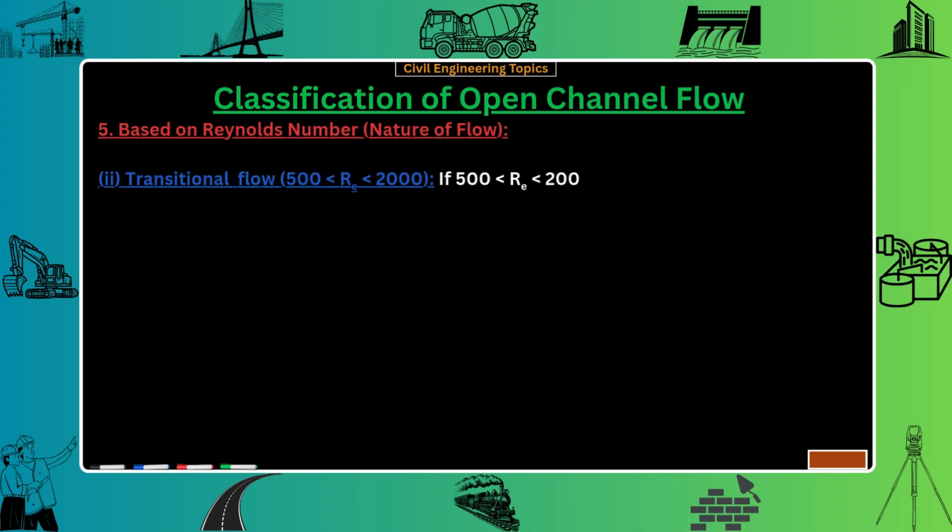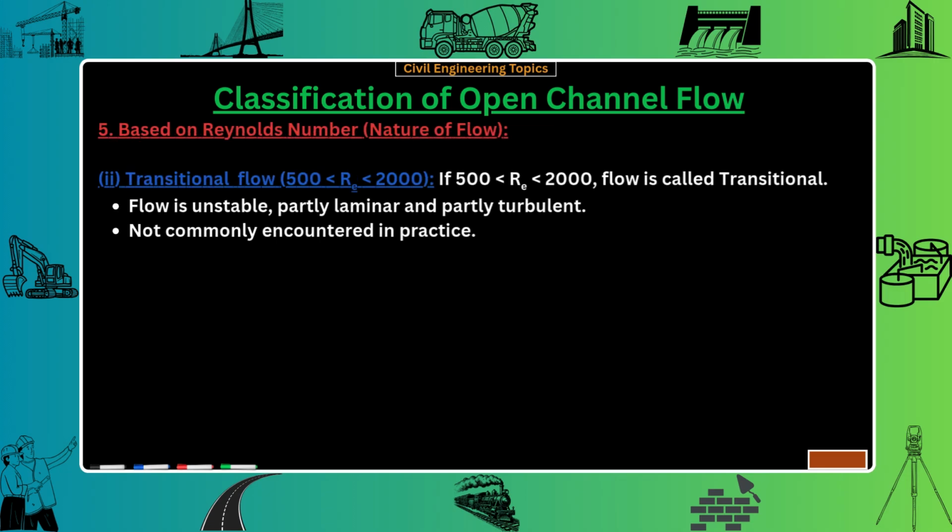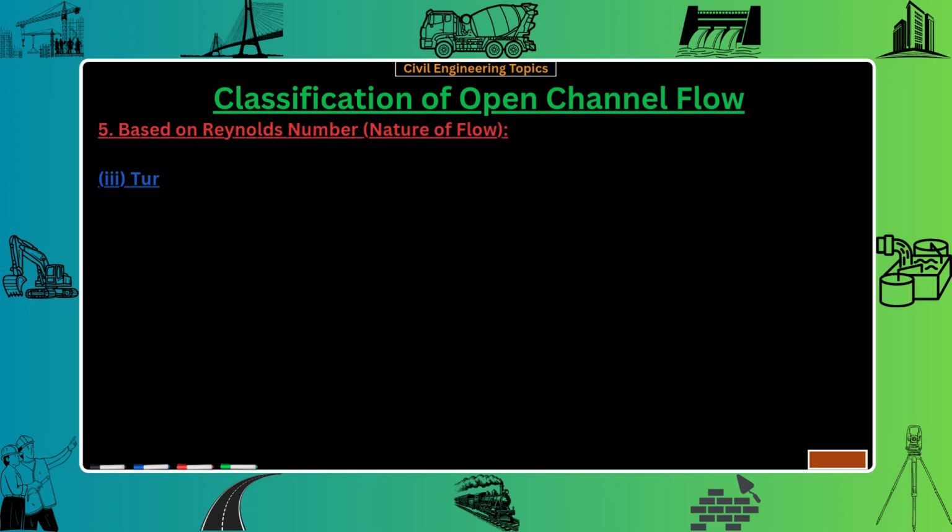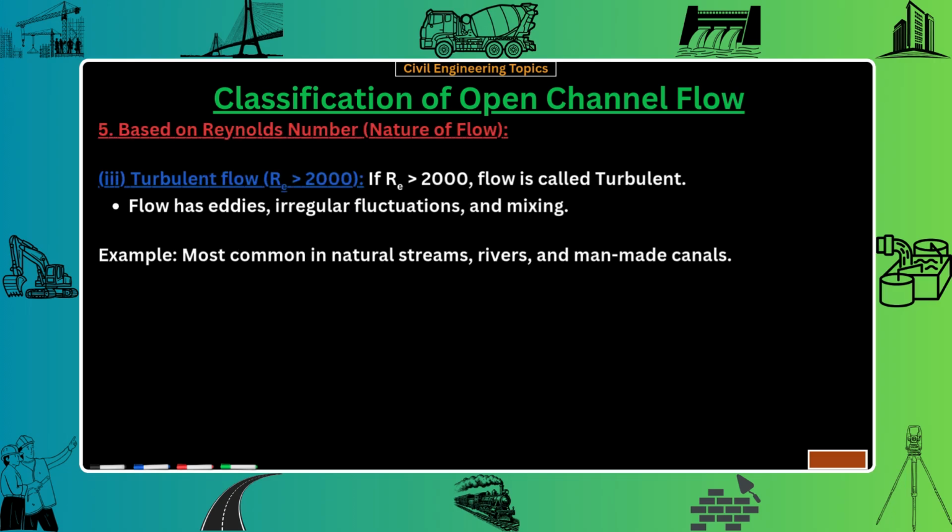If Reynolds number is between 500 and 2000, then flow is called transitional. In transitional flow, flow is unstable, partly laminar and partly turbulent. This flow is not commonly encountered in practice. If Reynolds number is more than 2000, then flow is called turbulent. In turbulent flow, flow has eddies, irregular fluctuations, and mixing. This flow is most common in natural streams, rivers, and man-made canals.